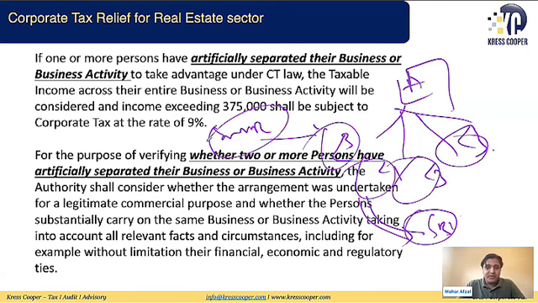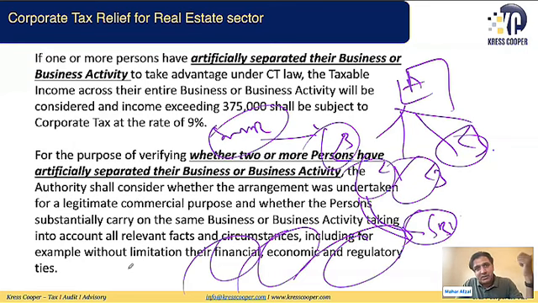They will look into the financial factors, economic factors, regulatory factors, all these factors they will consider. They will consider the resources, office, employees, and who is the point of contact with the client. If there is one business development manager dealing with all clients who are in different businesses, how can we say this is a fragmentation? This is not a fragmentation.